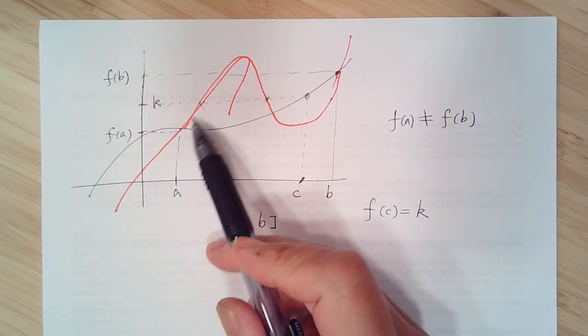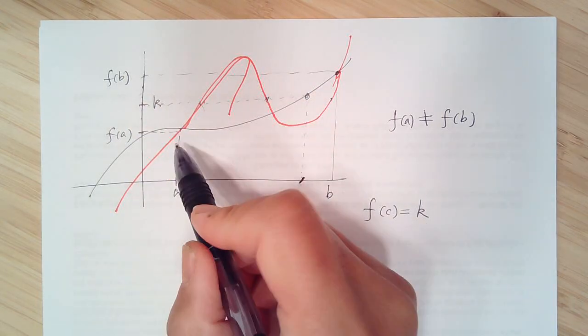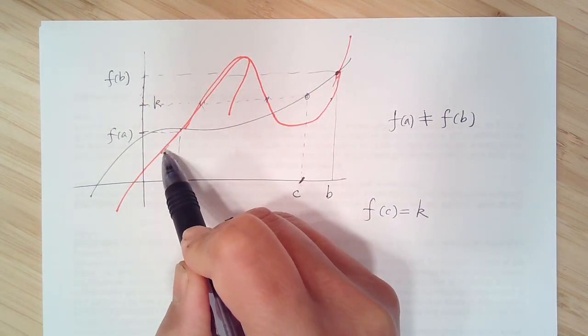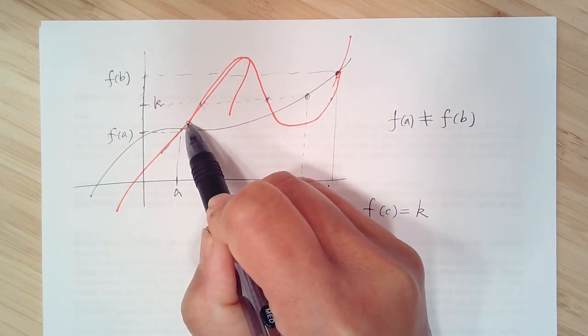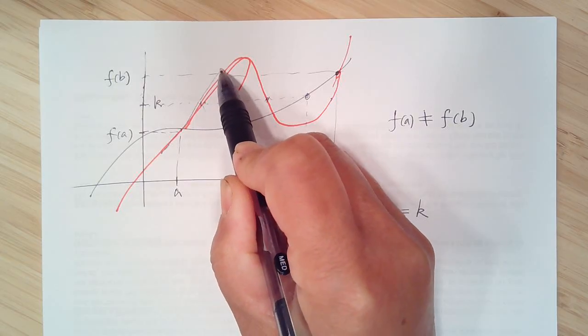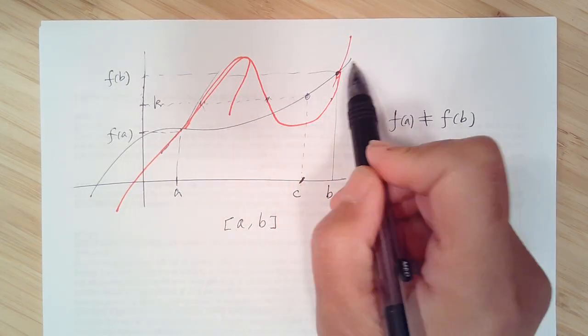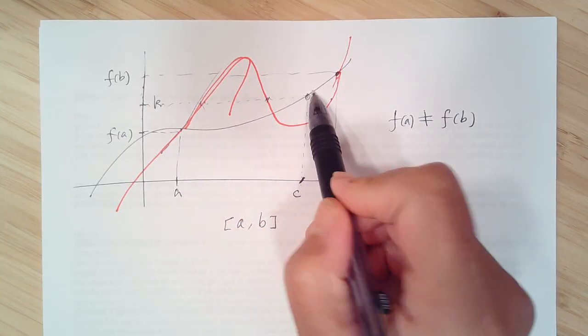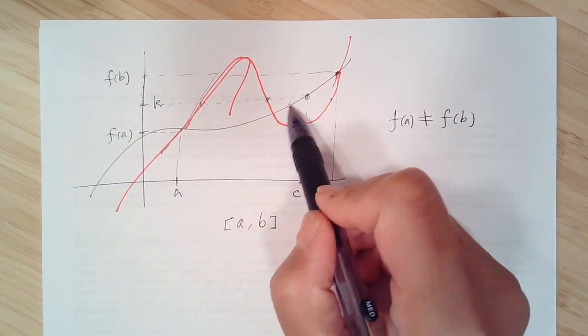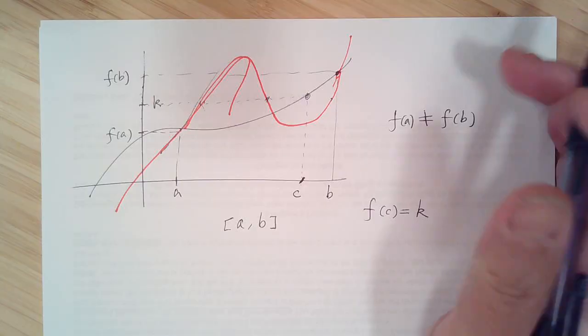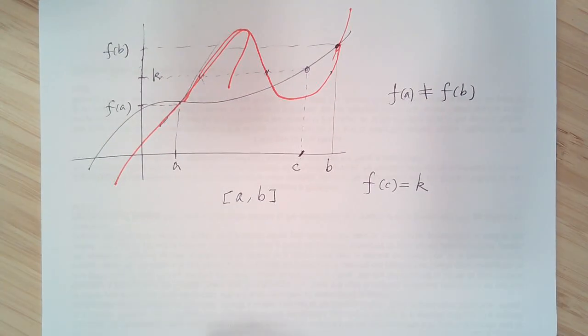When we talk about a continuous function, it means if you use your pen to go along the curve, you don't have to lift the pen. So if you want to go from here to this point, you have to cross this horizontal line somewhere. That's what it says.